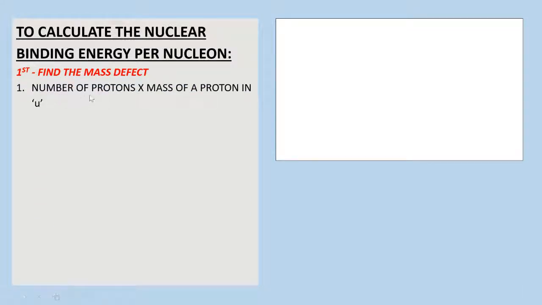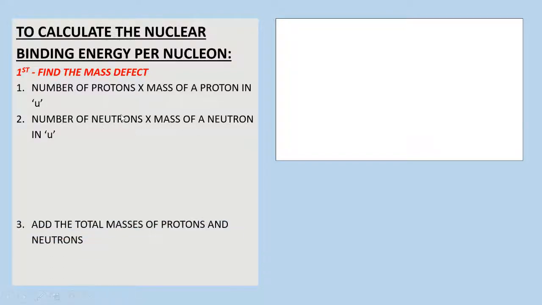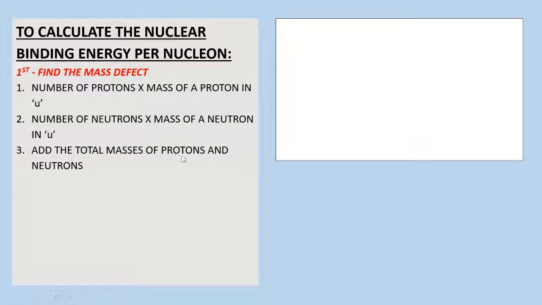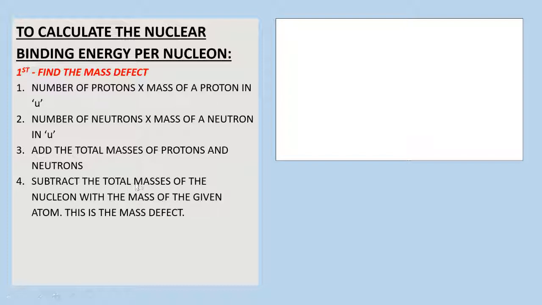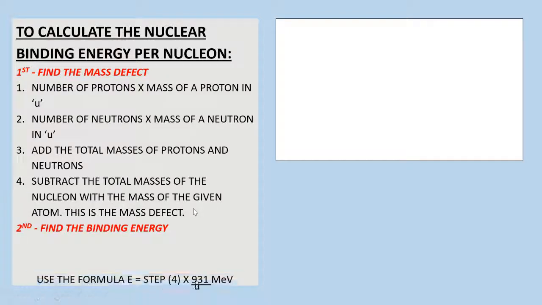When you have the number of protons, you multiply this number by the mass of a proton in U. You do the same with the number of neutrons times the mass of a neutron in U. Then you add the total masses of protons and neutrons, and then you subtract the mass of the chemical element that was given from the added masses of the nucleons, which are protons and neutrons. So this difference is called the mass defect.